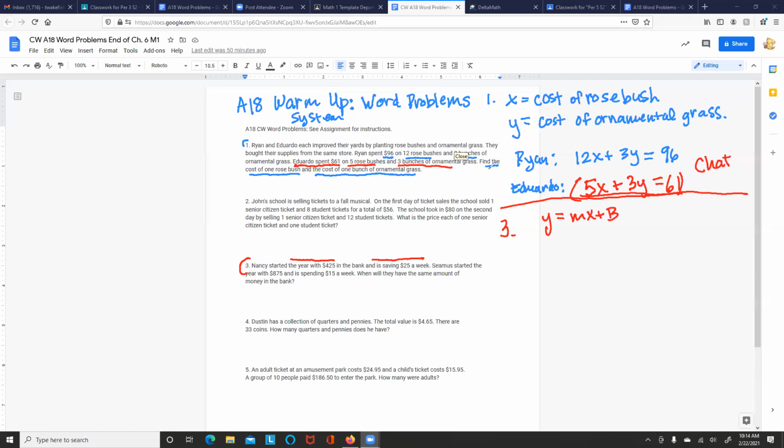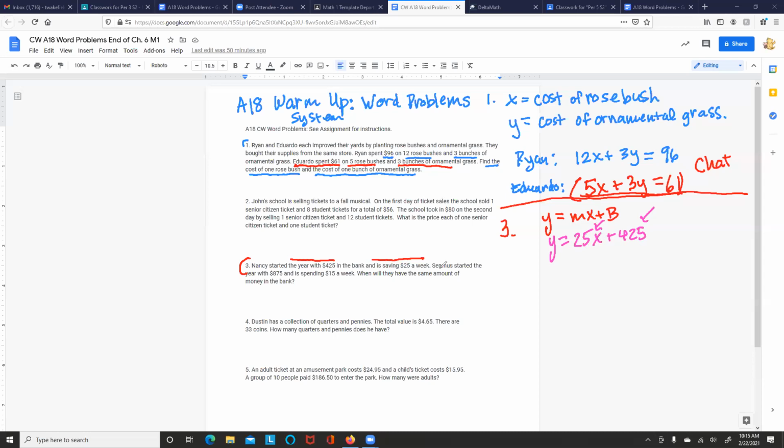All right, good job, Oliver. That's correct. Okay, so Oliver gave me the answer y equals 25x plus 425, right? Starting value is 425, and each week it's going up $25. So that's your slope, right? That's how much it's increasing each week. So y equals 25x plus 425.